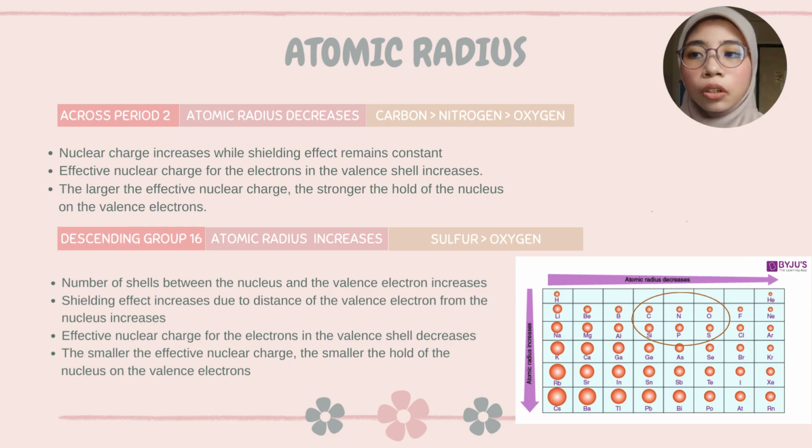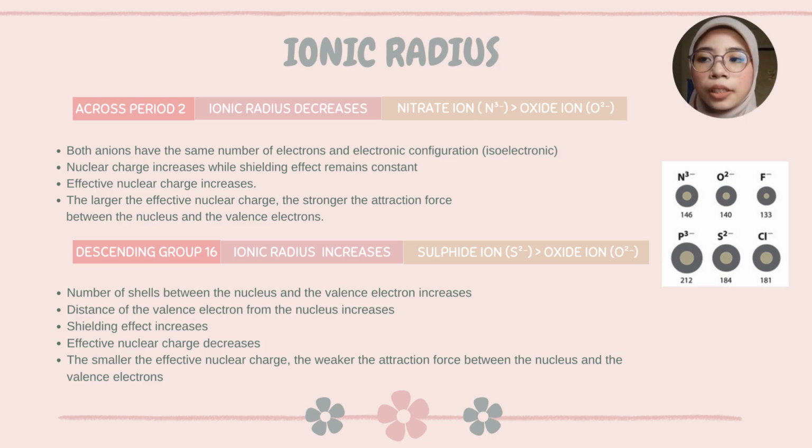For the atomic radius, across period 2, the atomic radius decreases. The order of atomic radius from largest to smallest is carbon, then nitrogen, then oxygen. Meanwhile, descending group 16, the atomic radius increases. Sulfur has a larger atomic radius compared to oxygen. For the ionic radius, across period 2, the ionic radius decreases. Nitride ion has higher ionic radius.